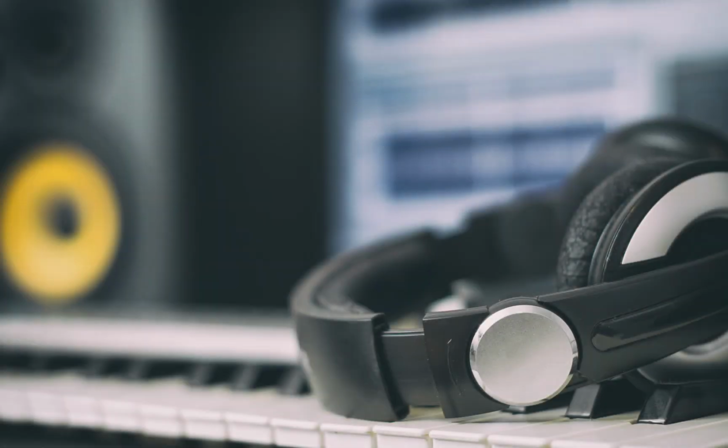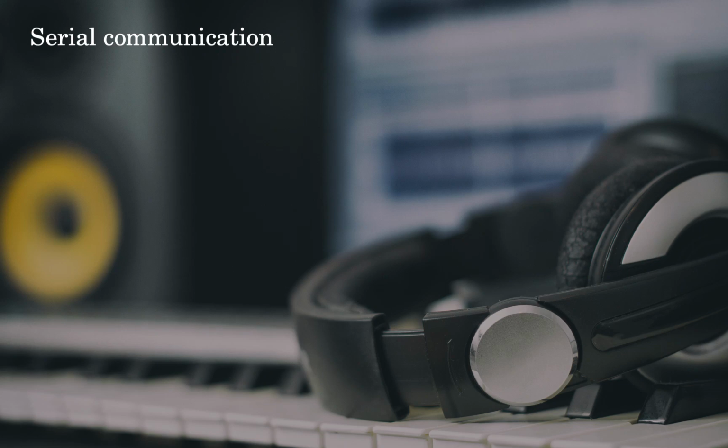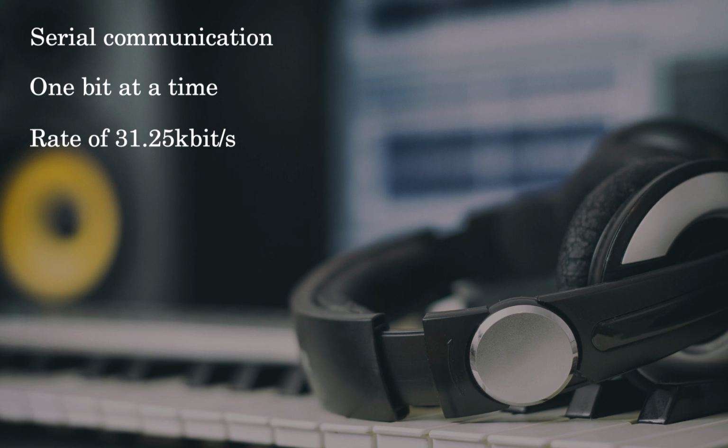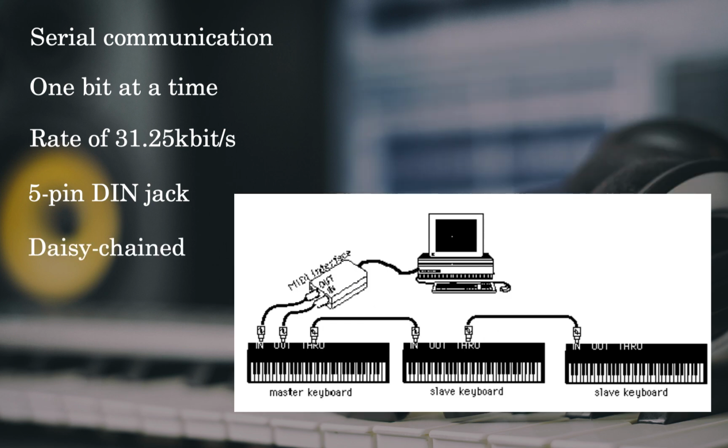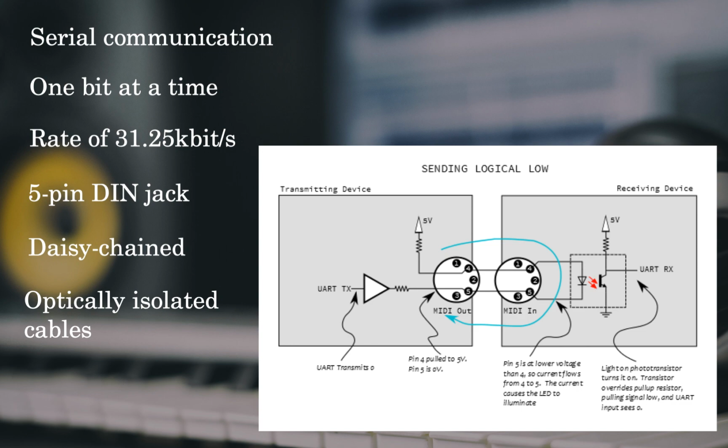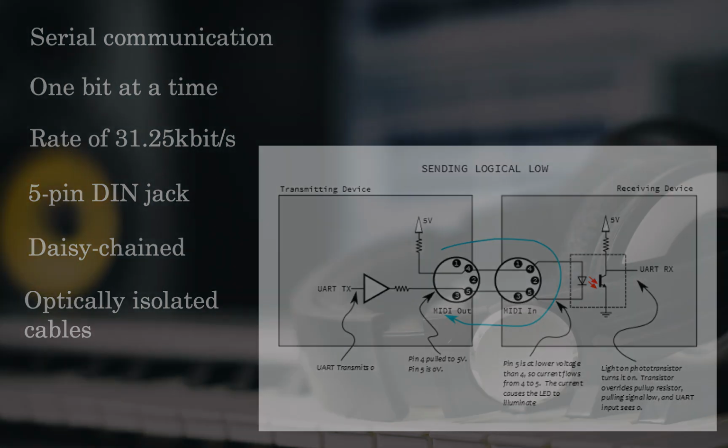MIDI communication is serial, that means it sends 1 bit at a time, at a rate of 31.25 kilobits per second. MIDI uses this 5-pin DIN jack. Devices are daisy-chained because it is single direction, and its cables are optically isolated to prevent hum and interference from other electrical signals.